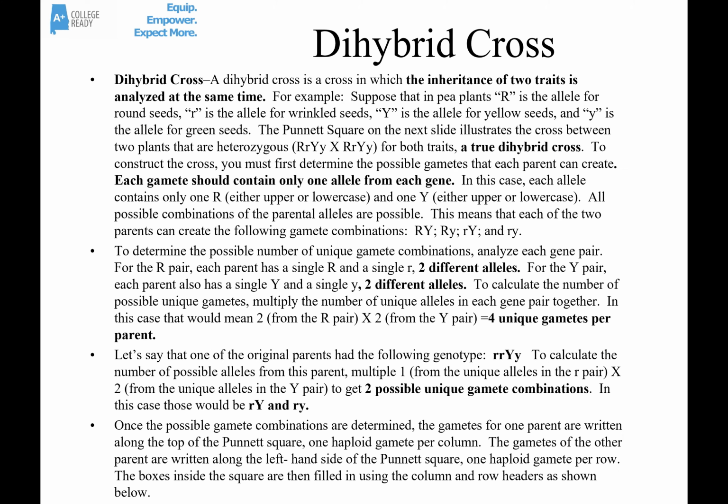So one of the last things we want to talk about in this presentation is dihybrid crosses. A dihybrid cross is a cross in which the inheritance of 2 traits is analyzed at the same time. So let's say we had in pea plants that big R is for round seeds and little r is for wrinkled seeds. Big Y is for yellow seeds and little y is for green seeds. So the Punnett square that we're going to see on the next slide illustrates the cross between 2 plants that are heterozygous for both of those traits.